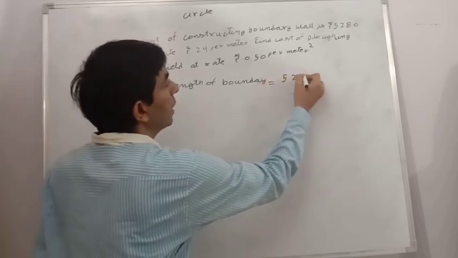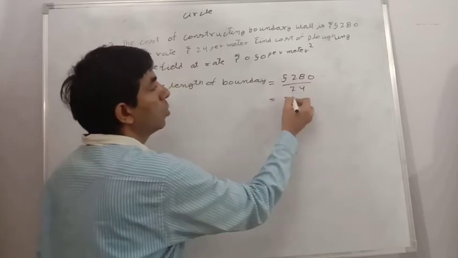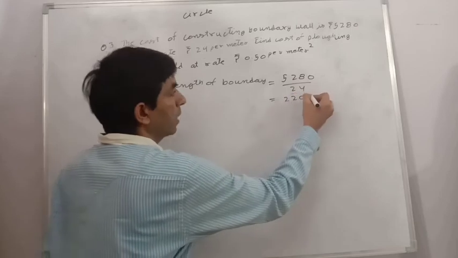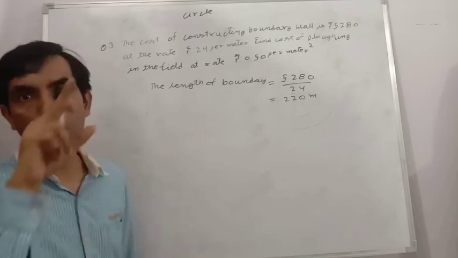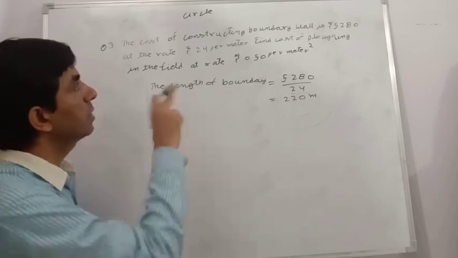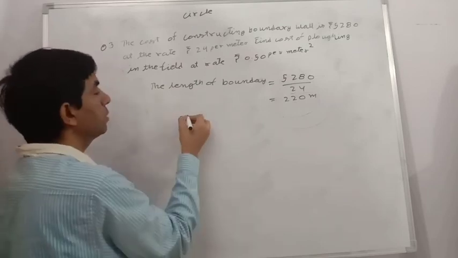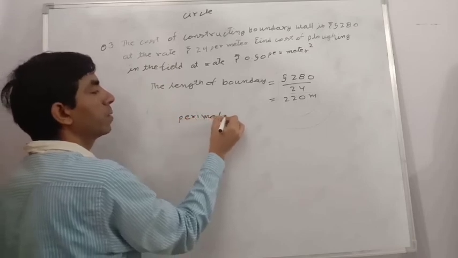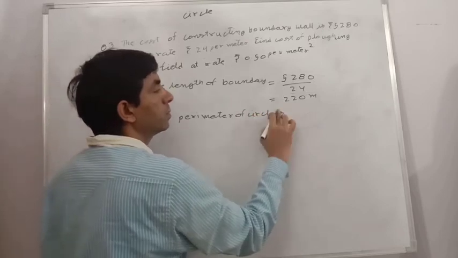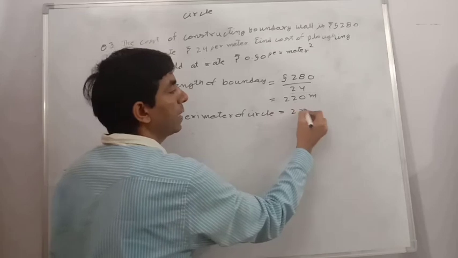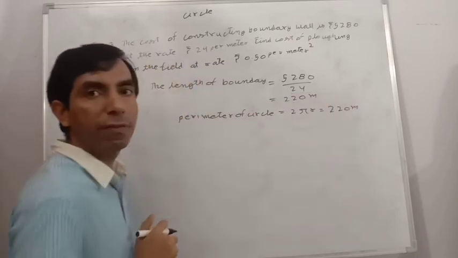5280 divided by 24. By dividing it, we get 220 meter, because the unit is in meter. The boundary wall is made only on the boundary of the field. Here it is a circle. So the perimeter of a circle, in other words the circumference of a circle, is 2 pi r. That is 220 meter.